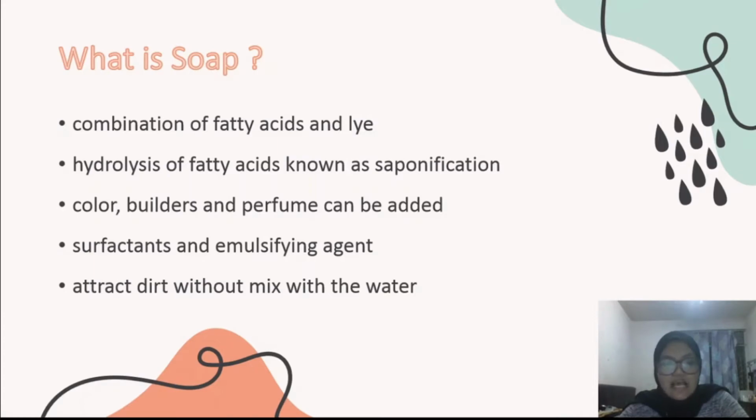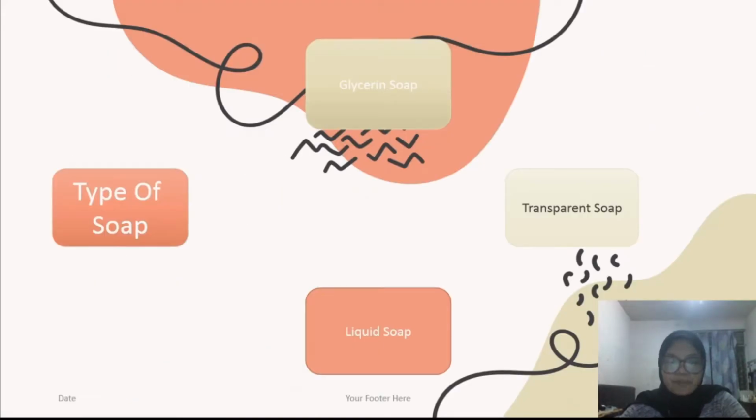Emulsifying agent means soap can extract dirt without mixing naturally with the water, and soap is effective to kill germs. Next, we have types of soap. These are the types that I have chosen. There are many more, but these are the 3 that I chose from the internet. First, we have glycerin soap. Glycerin soap can be used as a moisturizer and for cosmetic purposes.